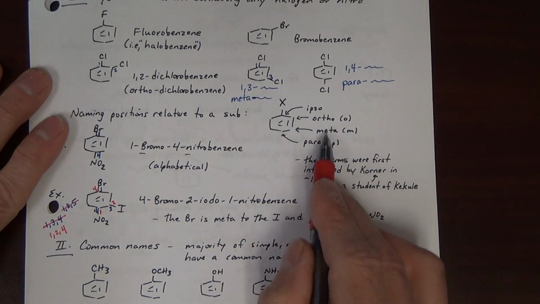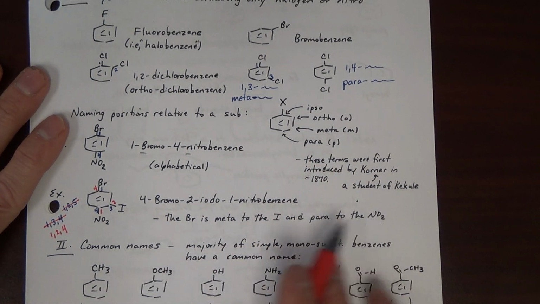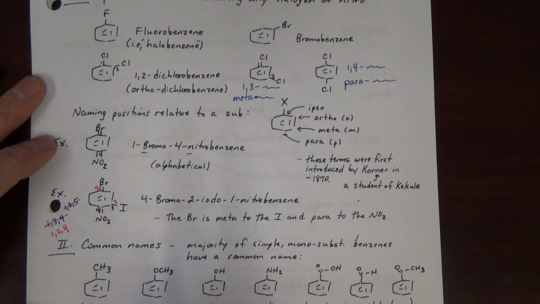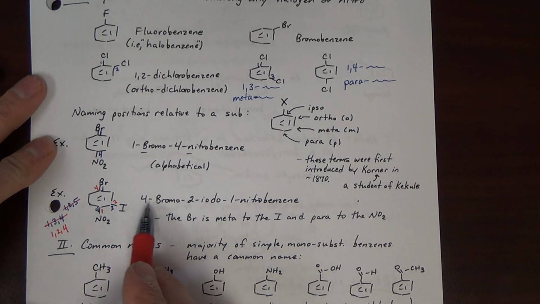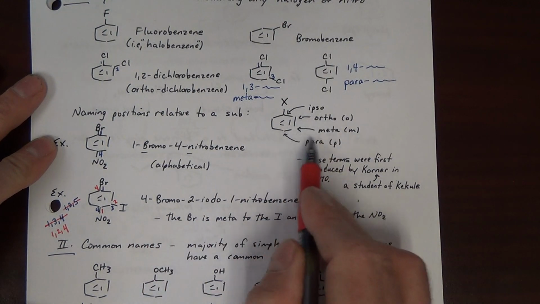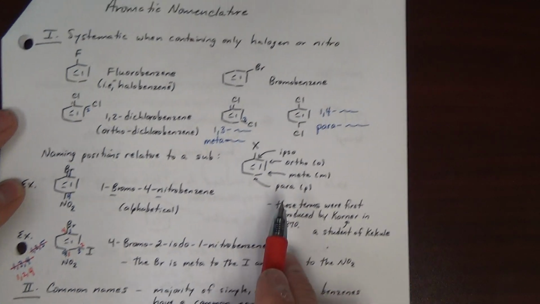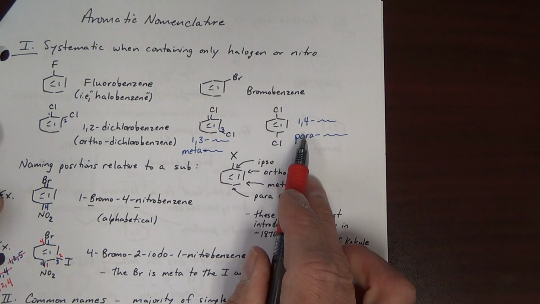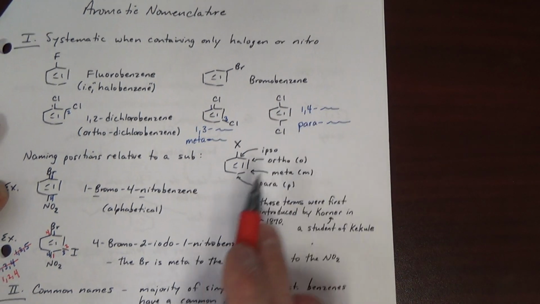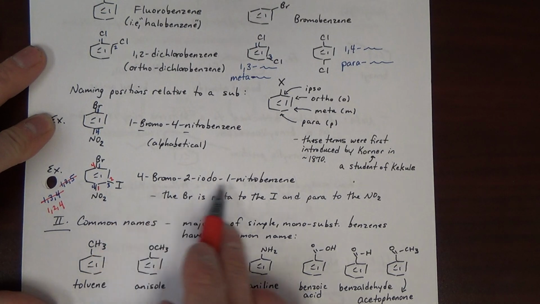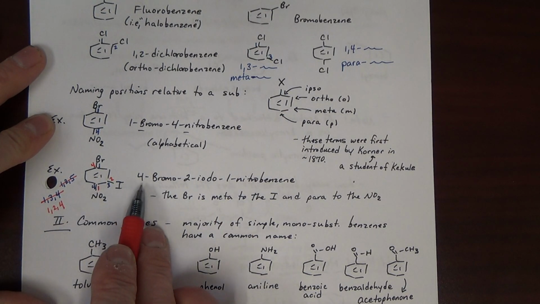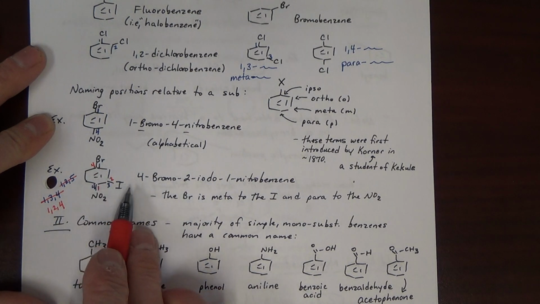Now the ortho meta para terminology could be used here, but we would never use it in our name here because it's too ambiguous. You only use ortho meta para when there's 2 substituents. When there's 3, it just doesn't work out. You can't call this para because how do you know which groups are para?